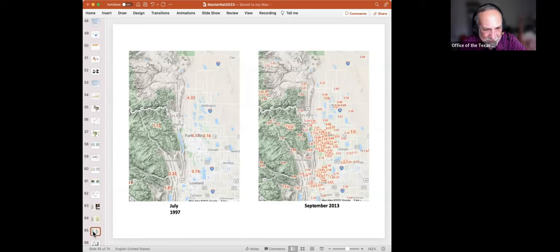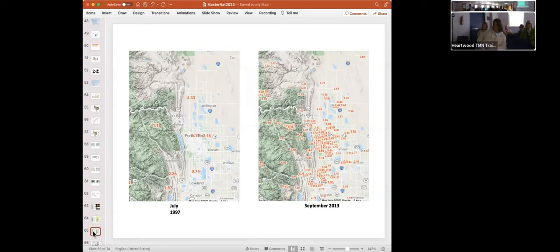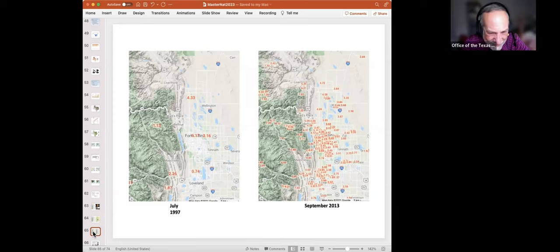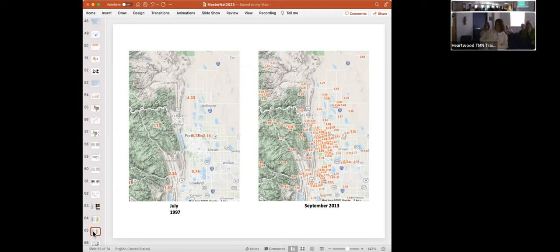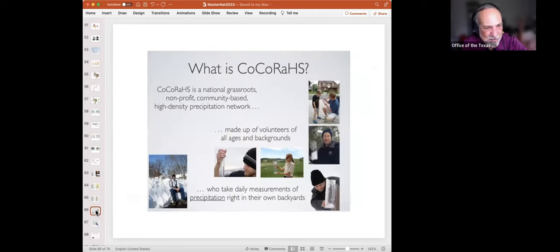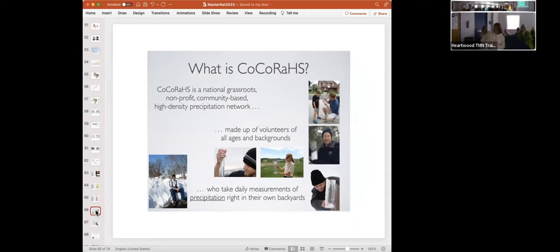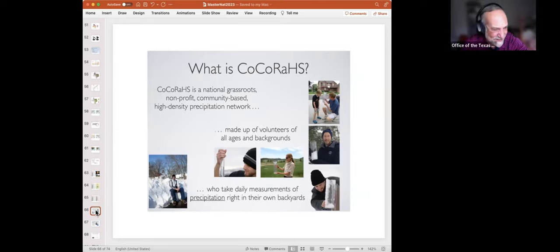15 years later, there was a heavy rainfall event, not as bad as the other one, but you can see the change in the number of observations available. There was no way that a heavy rain event like the one in '97 is going to slip through the cracks of the observing network in that location anymore. So that now stands for Community Collaborative Rain, Hail, and Snow Network, because other states realized, you know, this could be a good thing.